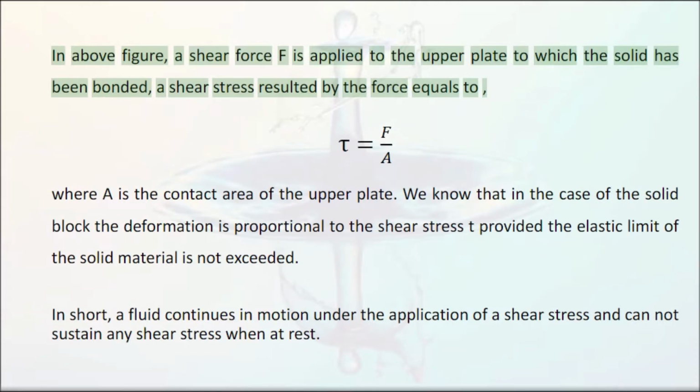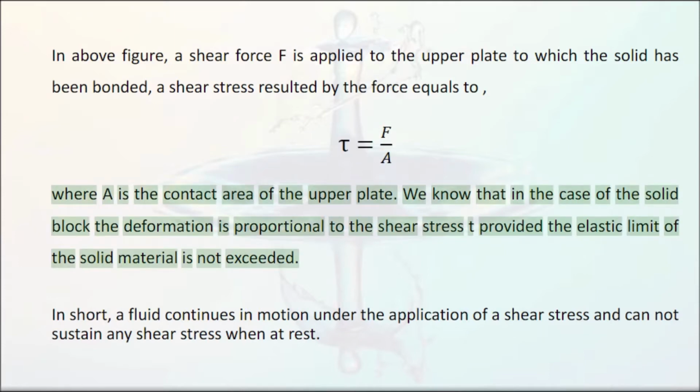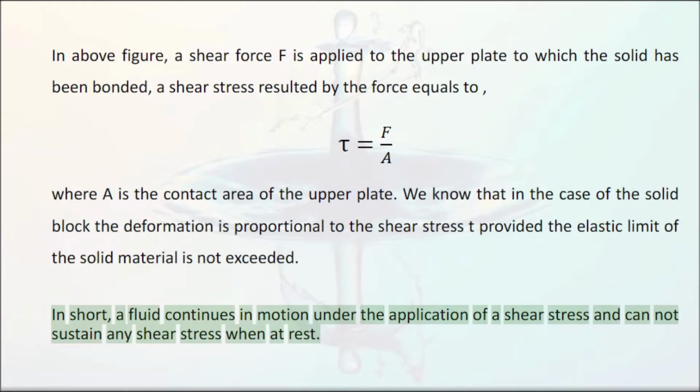In the above figure, a shear force F is applied to the upper plate to which the solid has been bonded. A shear stress resulting from the force equals tau equals F over A, where A is the contact area of the upper plate. We know that in the case of the solid block the deformation is proportional to the shear stress tau, provided the elastic limit of the solid material is not exceeded. In short, a fluid continues in motion under the application of a shear stress and cannot sustain any shear stress when at rest.